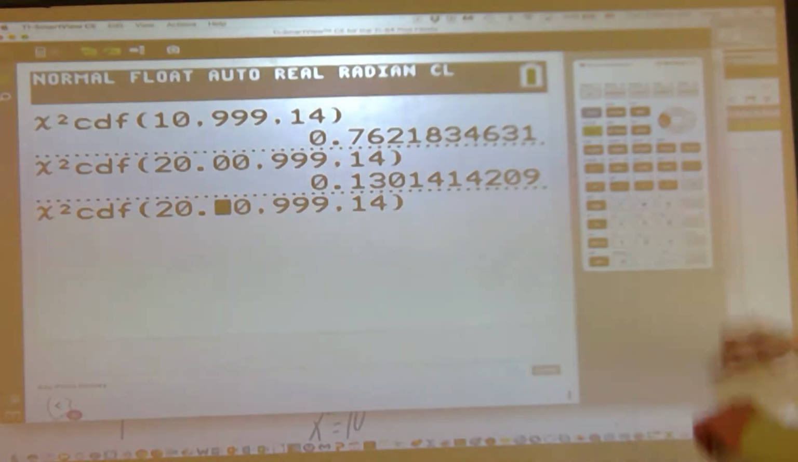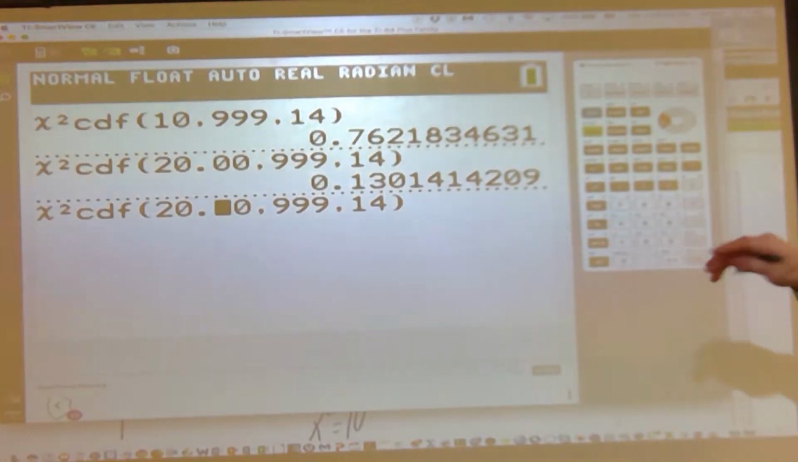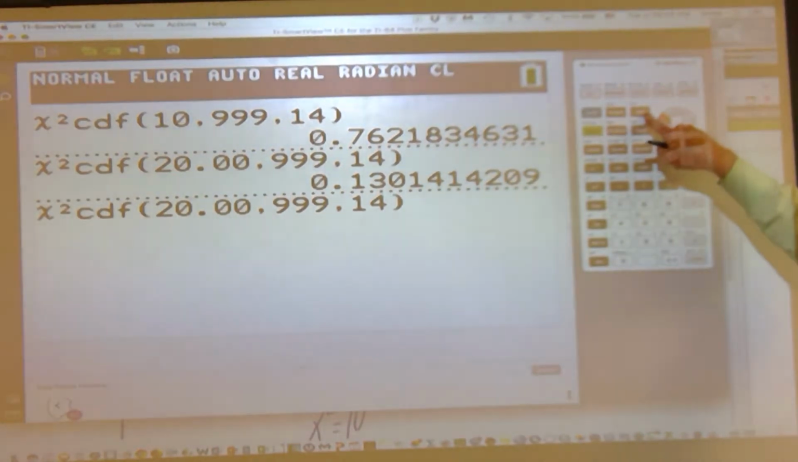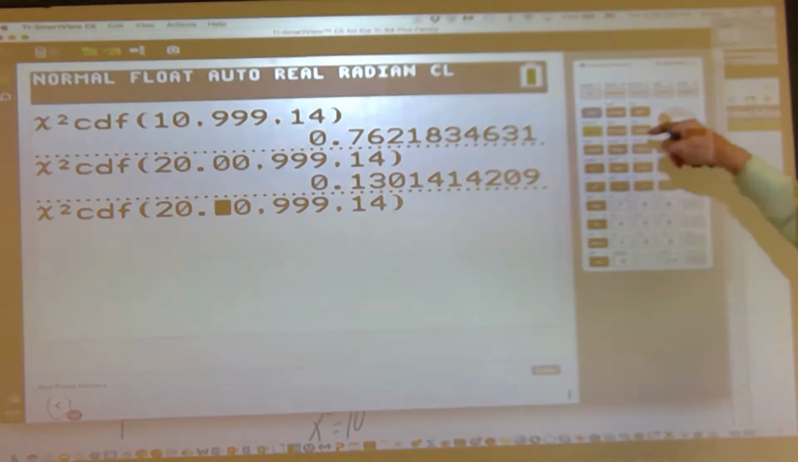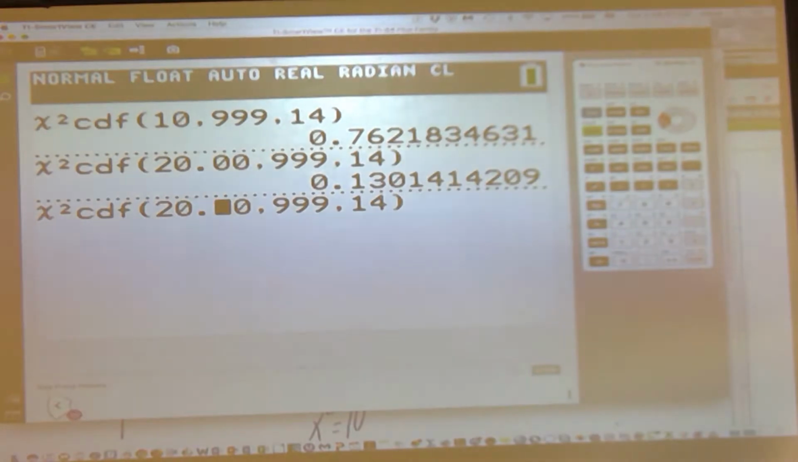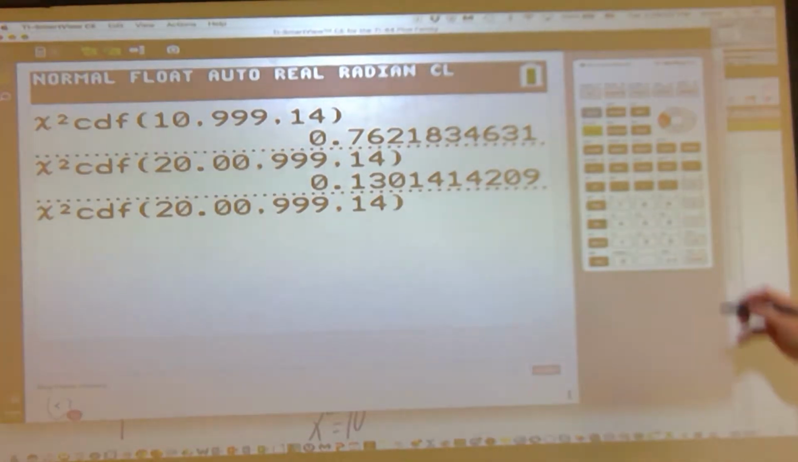How do you do insert? Second INS. It's right above delete. So delete, insert. That way you don't have to type over the whole thing.